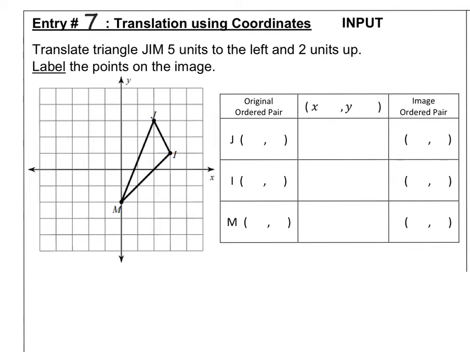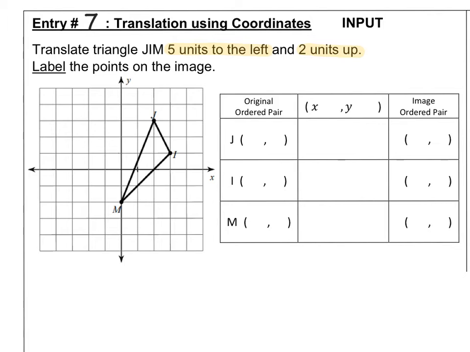In our first example, we're given a triangle JIM on a coordinate plane, and our task is to translate this triangle 5 units to the left and 2 units up. The first thing we need to do is identify the ordered pairs of the original points J, I, and M.